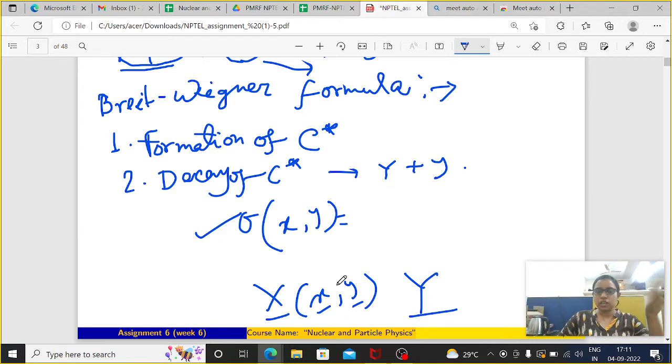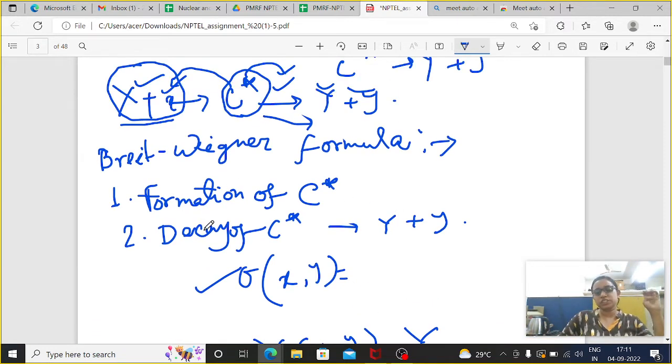So for the expression for the compound nucleus, what should we write? Two steps are there. As I already told you, the independence hypothesis tells us that these two steps are totally independent of each other. So if I write sigma of xy, the whole cross section, we can divide it into two parts. One part is the cross section for the formation of C star, and the other part is the cross section for the decay of C star. We are just going to multiply these two because they are totally independent of each other.